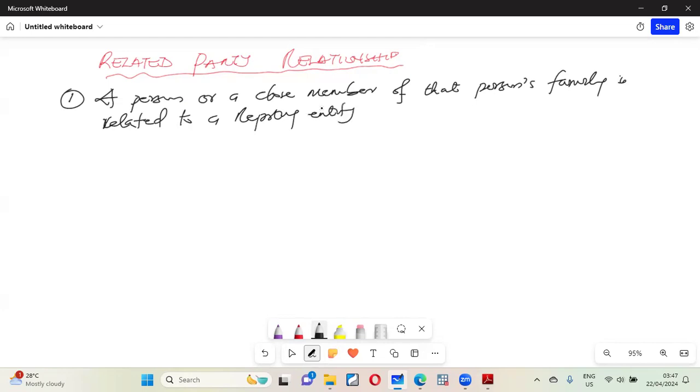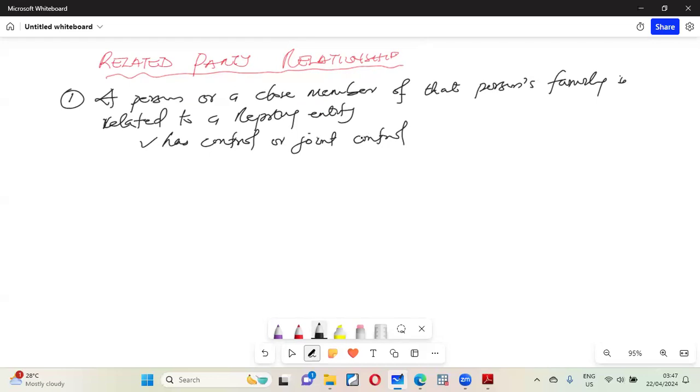So what do we mean by this? If I am related to a reporting entity, or a close member of my family is related to a reporting entity where I have control, where that person or that member of the person's family has what? A control. If he is just related without control, you pause on that. It has to be control, or what we call a joint control. Because just a family association doesn't mean a related party.